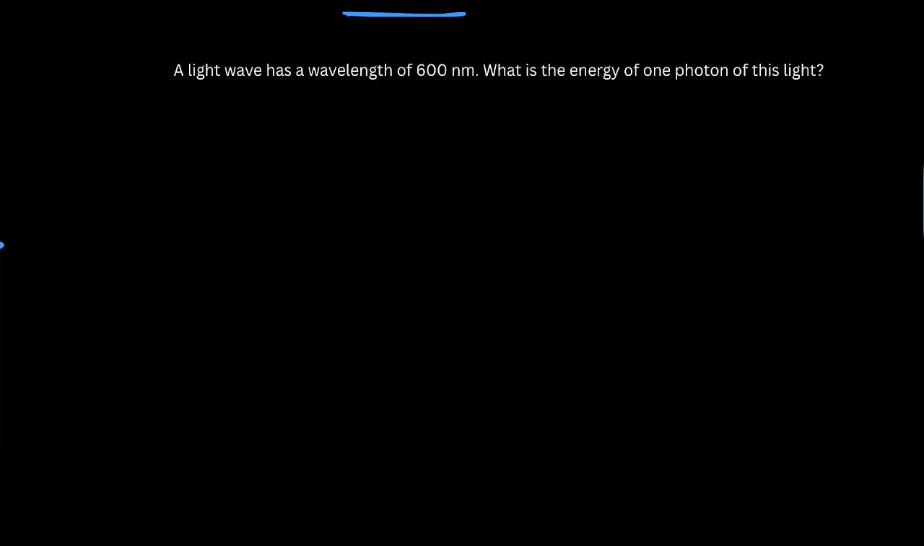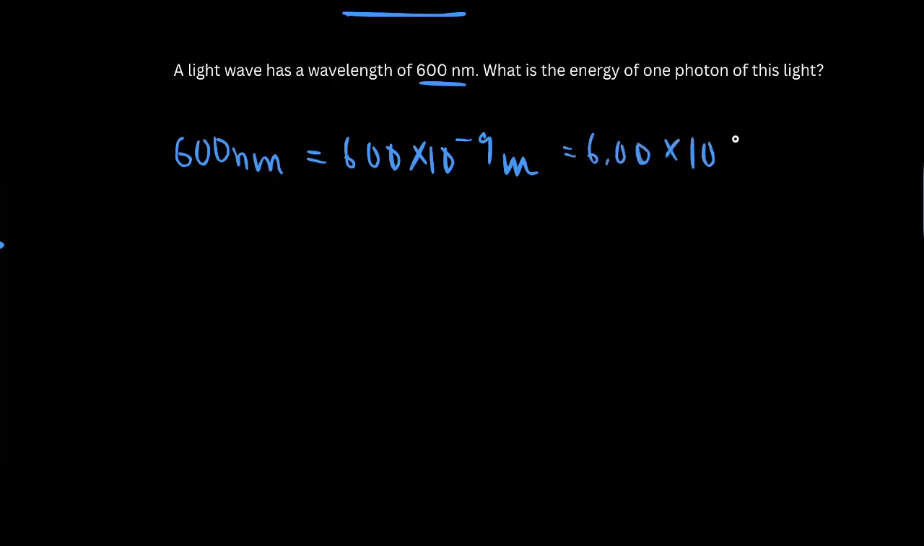Right, now we're told that a light wave has a wavelength of 600 nanometers, and we have to find the energy of one photon of this light. Well, first, again, we're told the units of wavelength in nanometers, and we know that we always have to be dealing with meters, so let's start off by making that conversion. So we have 600 nanometers, which we want to convert to units of meters. And we already talked about this before, this is just 600 times 10 to the negative 9. That's going to give us our answer in meters, and simply with scientific notation, that's 6 times 10 to the negative 7. So we'll use this value for our wavelength.